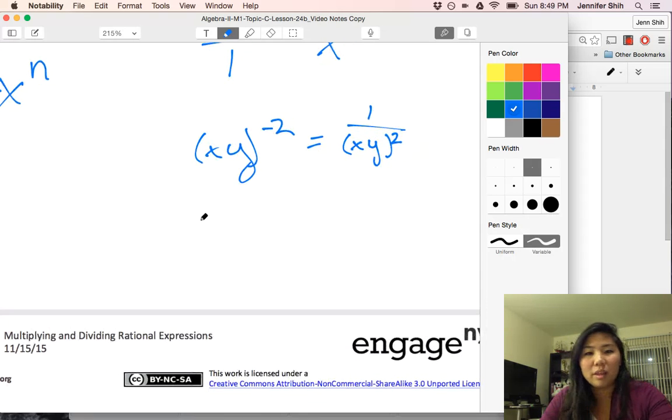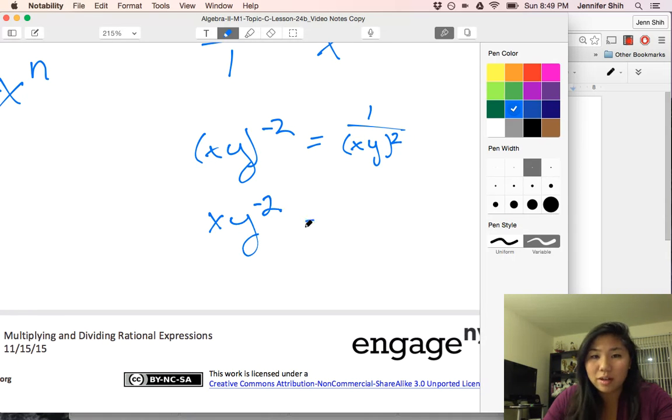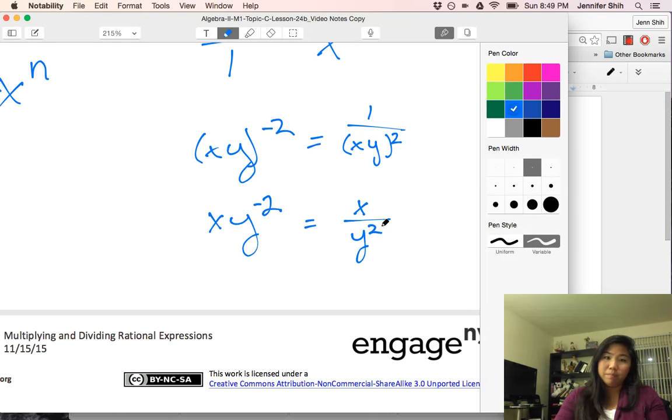But if you have this, x times y to the negative 2, this negative 2 is not attached to any parentheses. That means this negative 2 is only acting on the y. That means the x stays in the numerator and the y goes to the denominator, y over x squared. Okay. If you have any questions about this, write them down in your notes, annotate your notes. If you need another example, that's something you can also add to your notes, or you can search negative exponents as well.